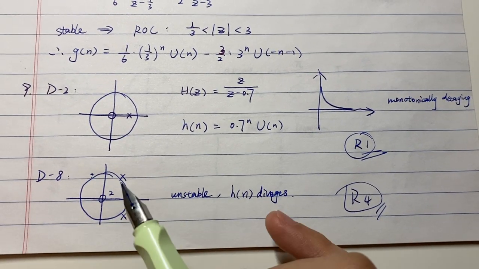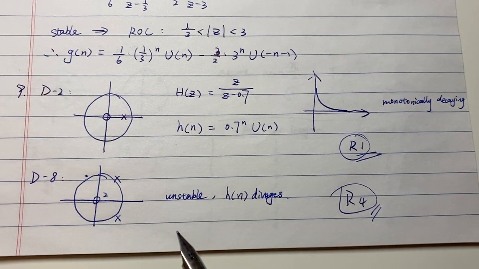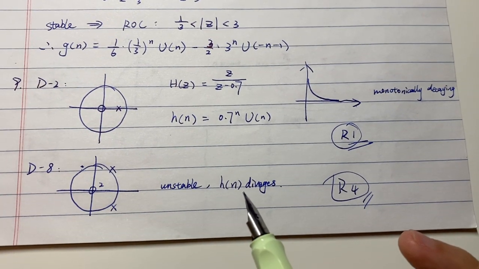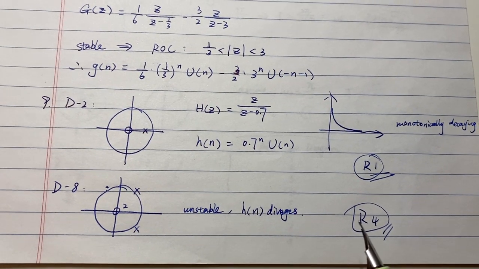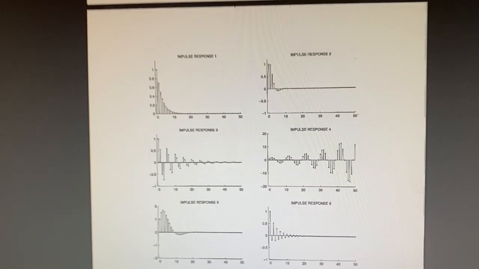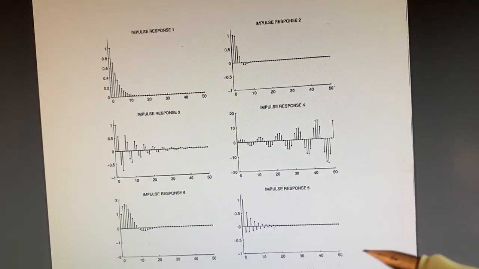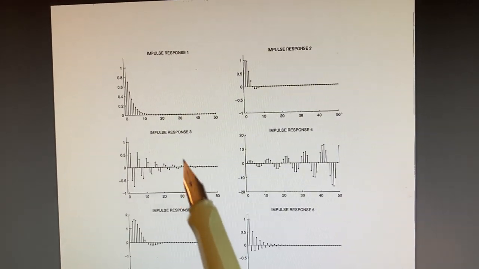The next one is diagram 8. You can see the poles are outside of the unit circle, so it's going to be unstable, and h[n] should diverge. So we're going to choose R4 for this diagram. You can see R4 diverges. Here's R4, and for the last diagram it should be R1.